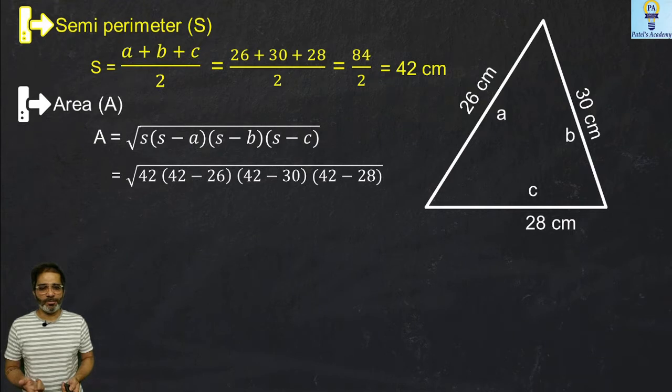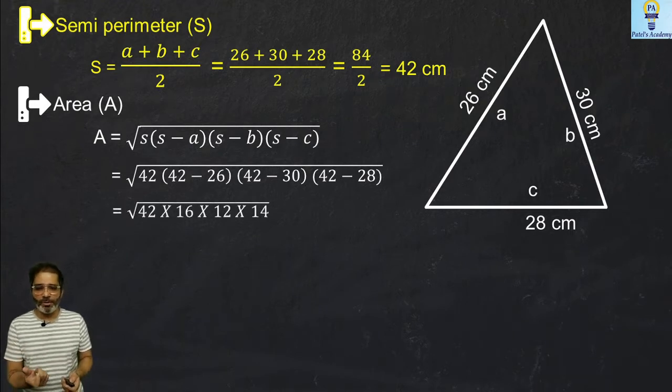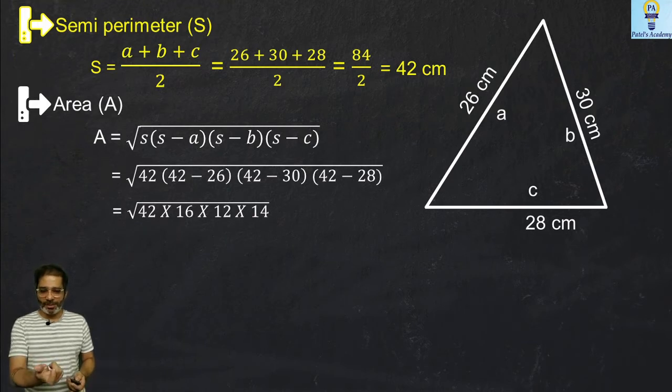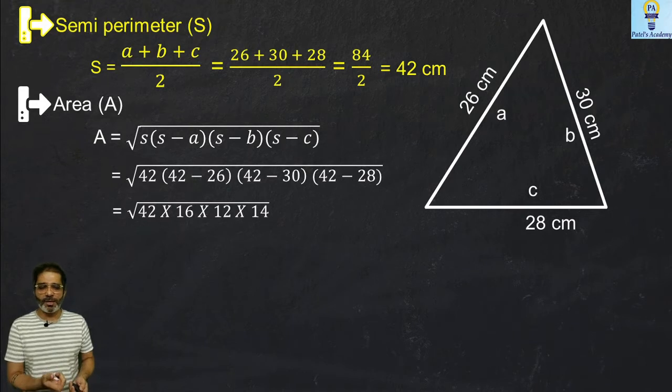In the next step I'm going to solve only the brackets. So I will get 42 into 16, the subtraction of the first bracket, 12, the subtraction of the second bracket, and 14, the subtraction of the third bracket.